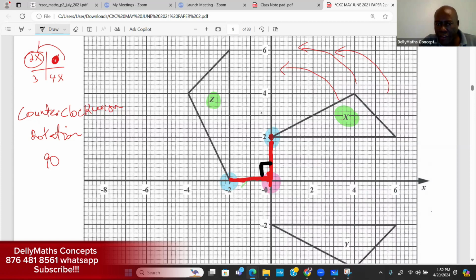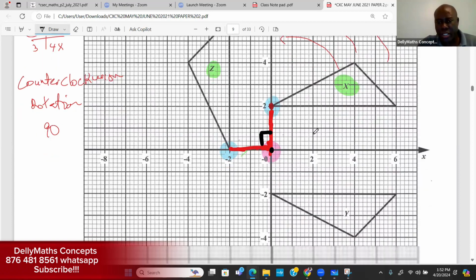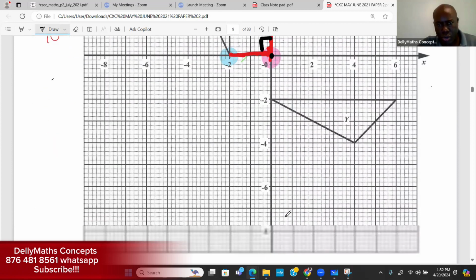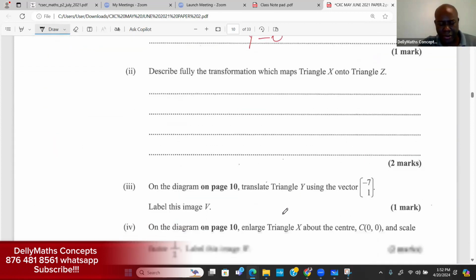Any two corresponding points that connect to the center with a straight line will always show you the angle that the rotation actually took place. What angle was the rotation? You could see there, that's a 90 degree angle right there. So let us go and describe it here. The transformation is a rotation.